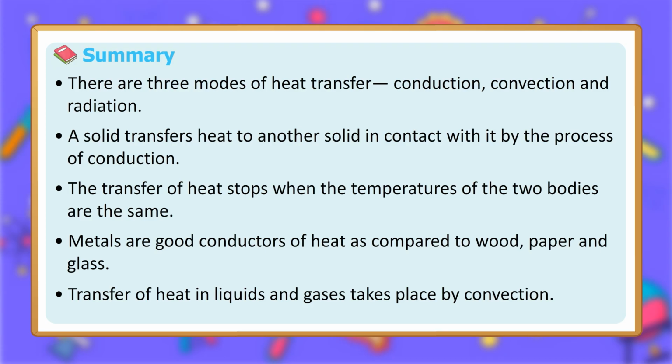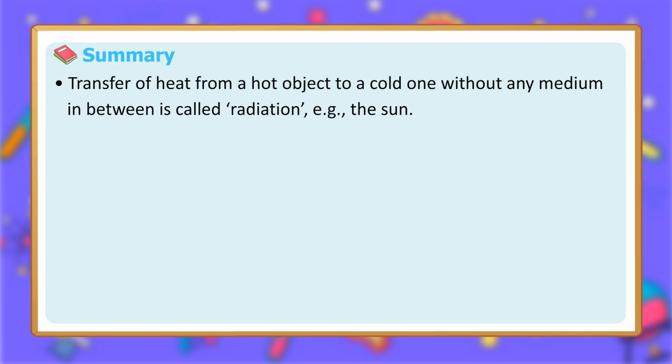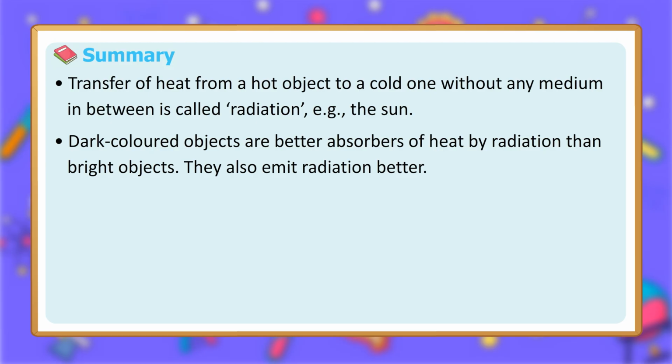Transfer of heat in liquids and gases takes place by convection. Transfer of heat from a hot object to a cold one without any medium in between is called radiation. For example, the sun. Dark-colored objects are better absorbers of heat by radiation than bright objects. They also emit radiation better.